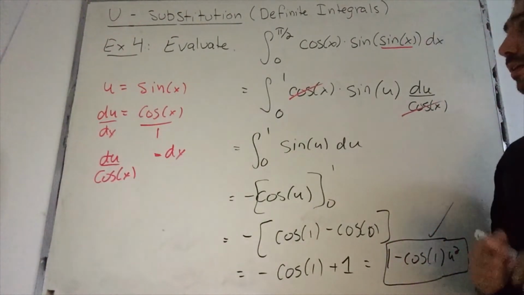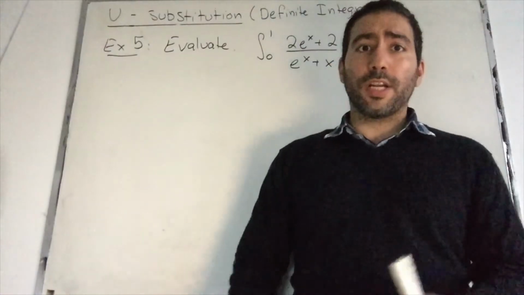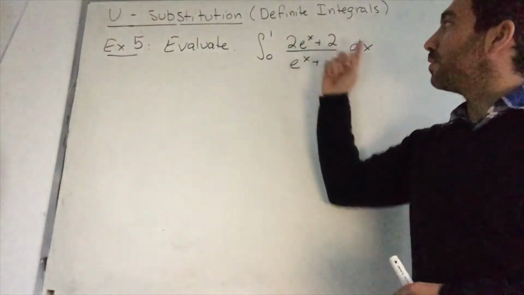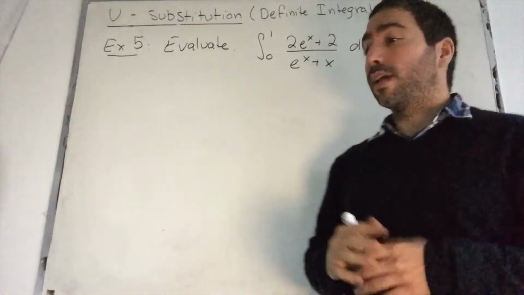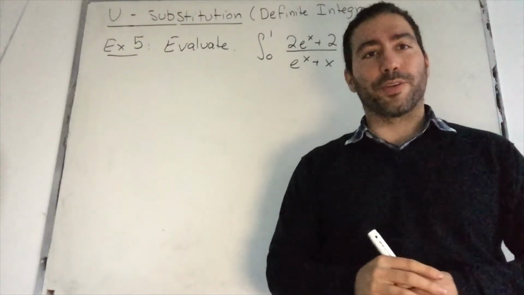Okay, and we're done. Let's look at our next example. So in our next example, we have to evaluate the integral from 0 to 1 of 2e to the x plus 2 divided by e to the x plus x dx. So go ahead, pause the video, see if you're able to solve this on your own.